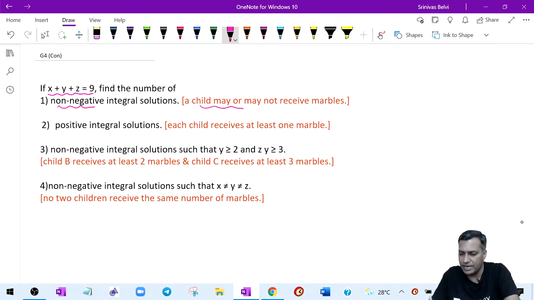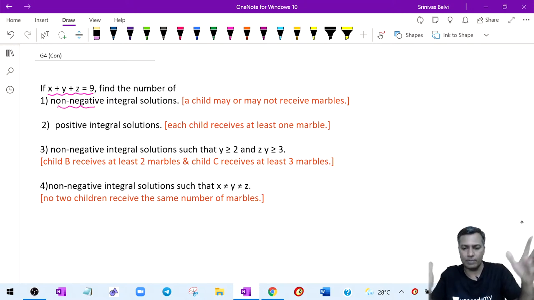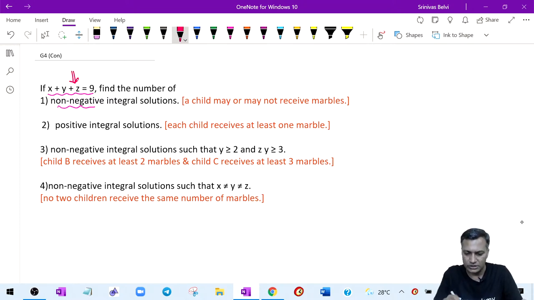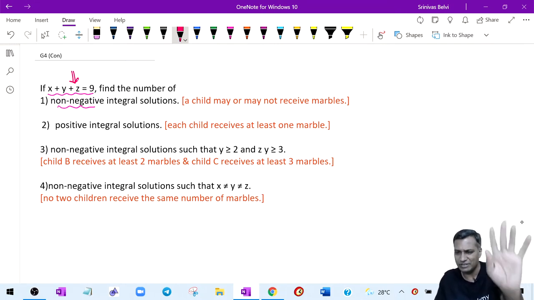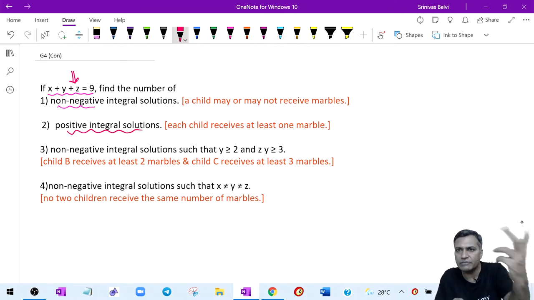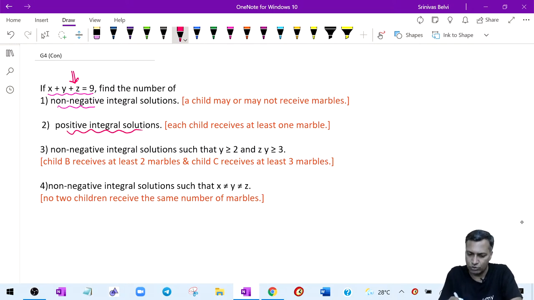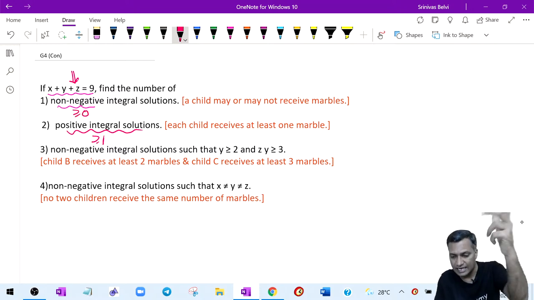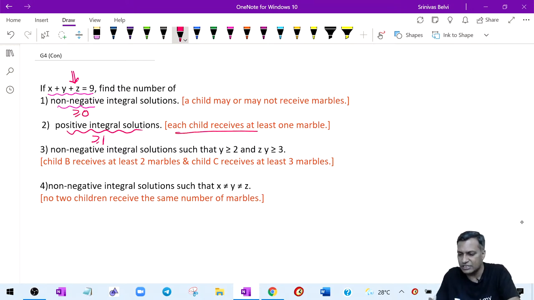Same question. A child may or may not receive a marble can also be used as find the number of non-negative integral solutions. Half the people who are far from algebra will think, what ridiculous question is this? X plus Y plus Z is 9, and this guy is asking for non-negative integral solutions. Leave it here. Second one, find the number of positive integral solutions. Positive integers means what? X, Y, Z should be greater than or equal to 1. The first one, you are saying greater than or equal to 0. This is greater than or equal to 1. Here each element was greater than or equal to 0 in the standardized format. So it is as good as seeing the question, each child receives at least one marble. Already it is pretty similar.